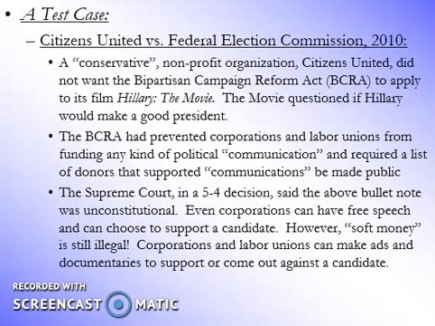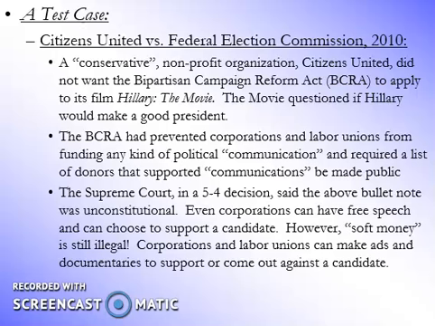The Supreme Court said in a very close decision, because there are only 9 justices on the Supreme Court, in a 5-4 decision, that basically corporations and labor unions indeed can have some free speech to choose to support a candidate. So they can make advertisements, they can put up signs, and they can come out in support of or against a candidate. Now, soft money is still illegal. They still can't make these unlimited donations. So corporations can't make millions and millions of dollars of donations to support a candidate or even to come out against a candidate.